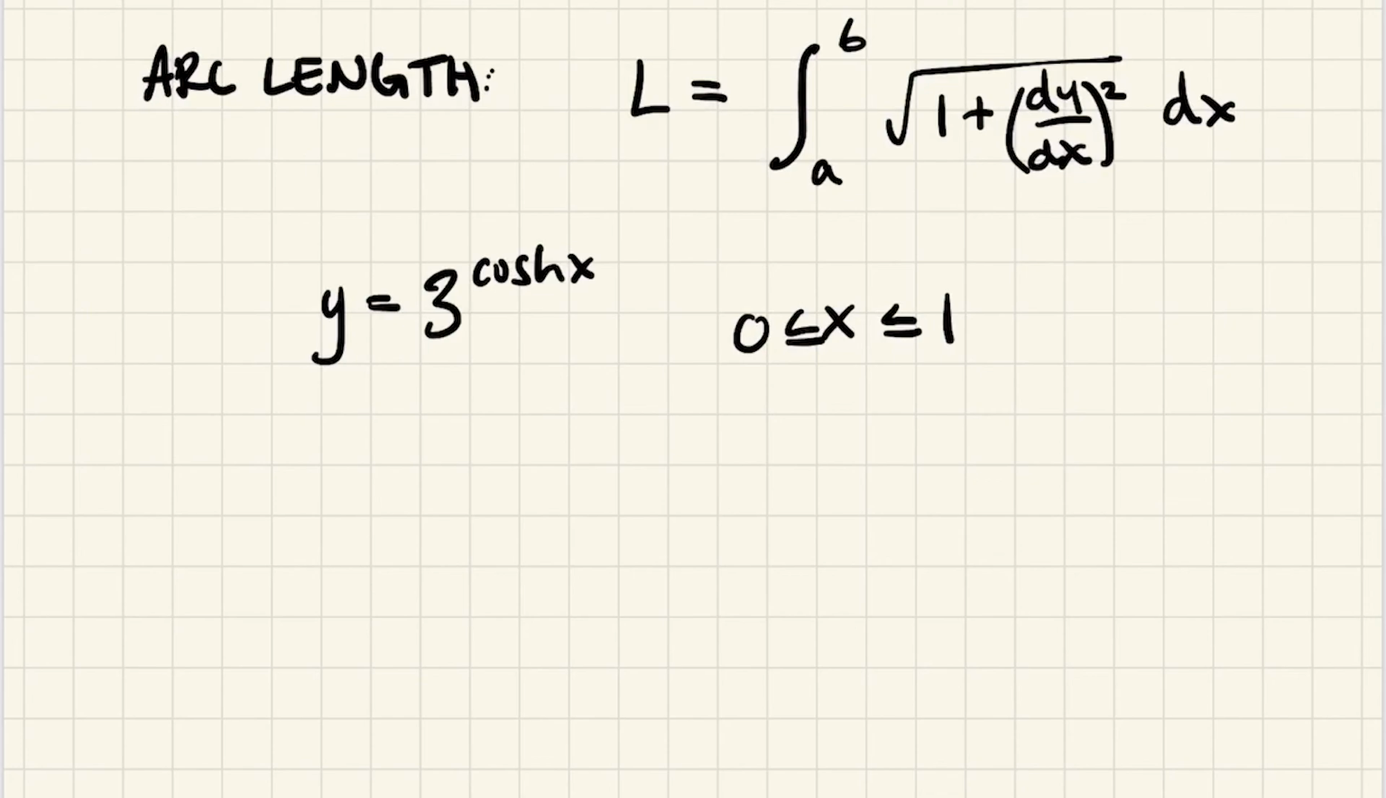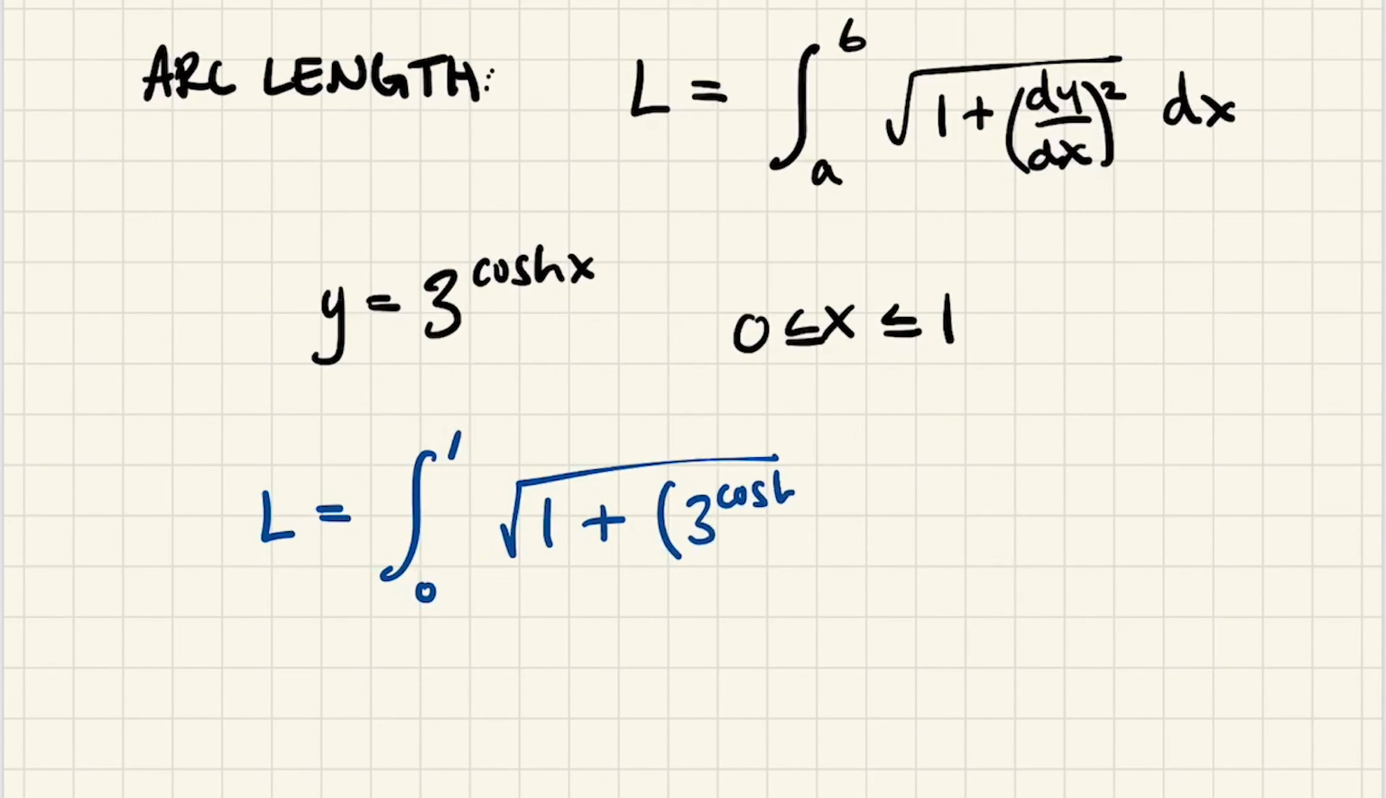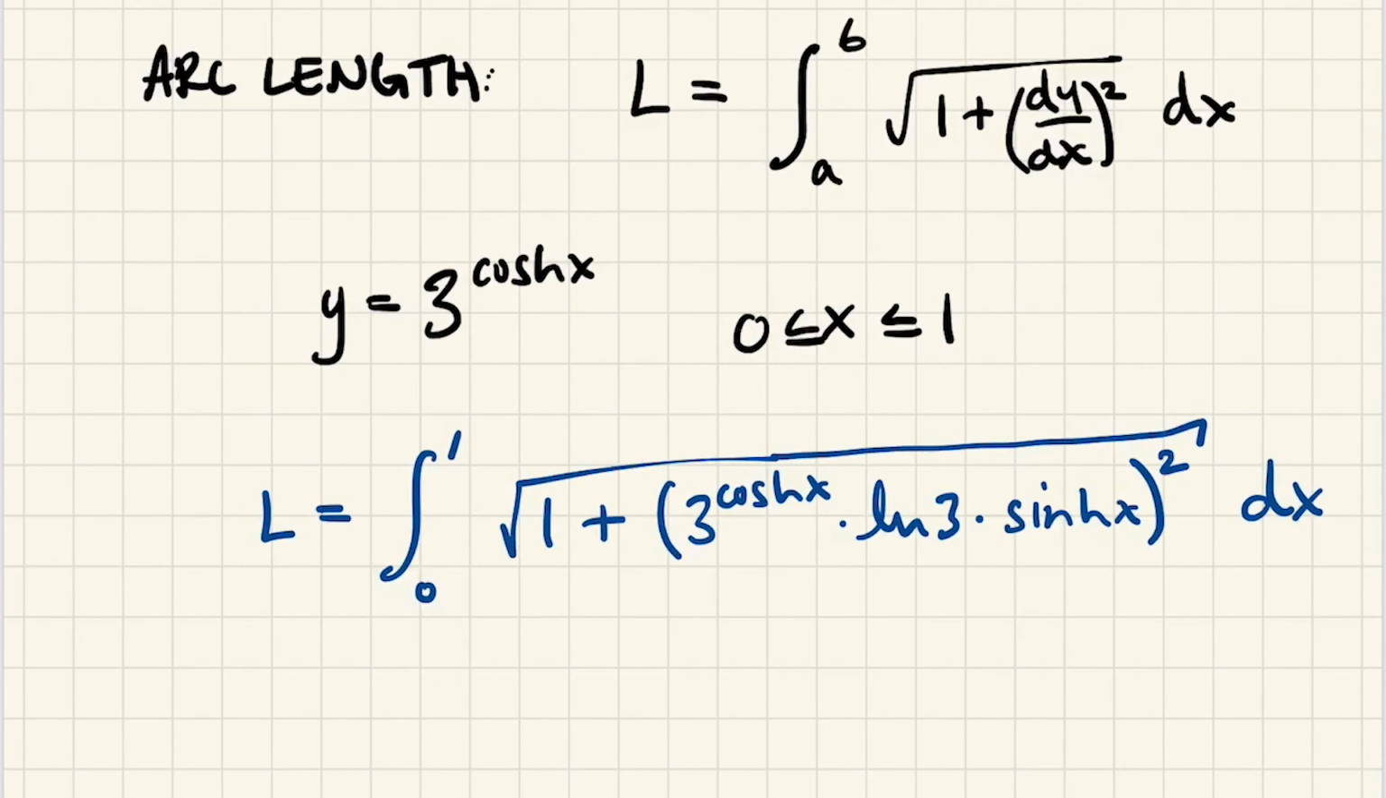So of course, we are just going to work this out from 0 to 1, and we get 1 plus the derivative of 3 to the cosh, which is 3 to the cosh, times ln of 3 times the derivative of cosh, which is sinh, and that all is being squared. And there we are. There's our setup. Simple as that.